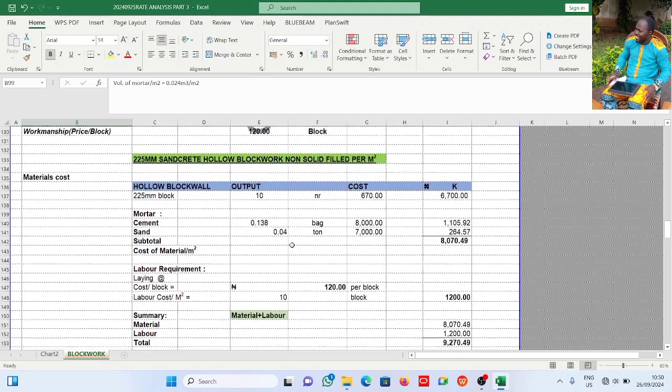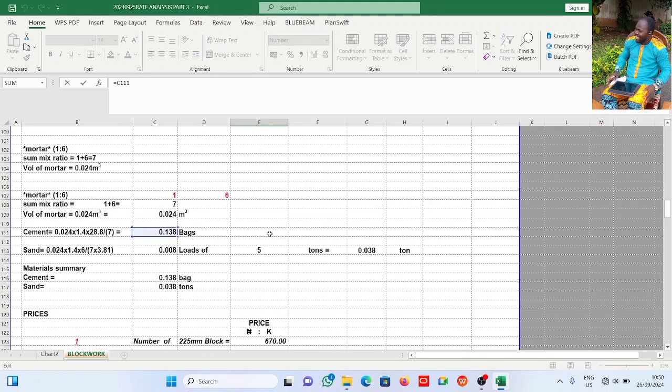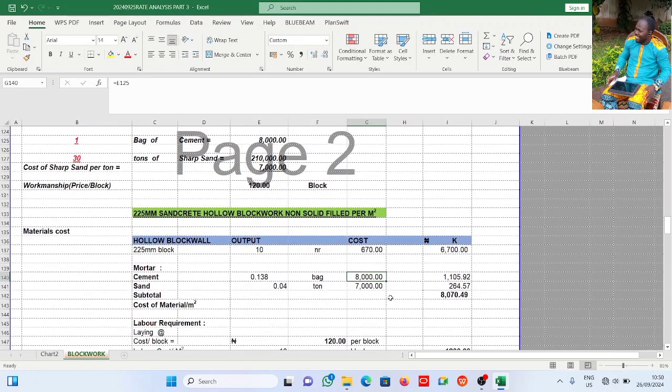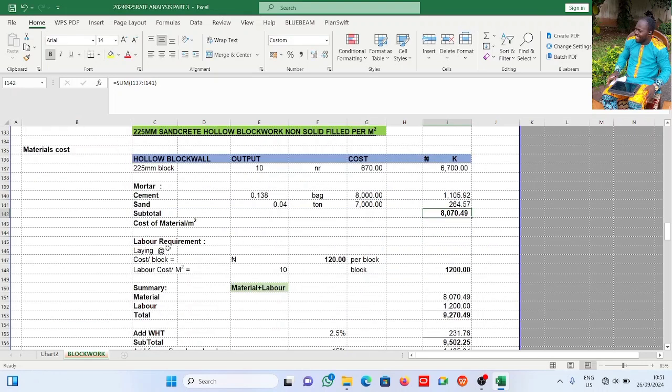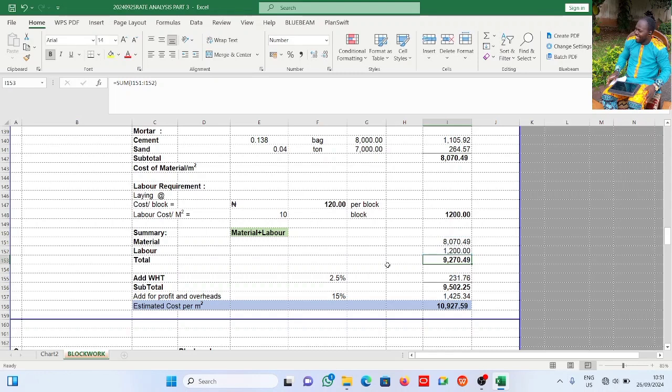Now if we come to the analysis, 1 block is 670. For 1 square meter, which is 10 block, it is 6,700. Cement, this is 0.318 as calculated. All right, so at 8,000. Now the sand also at 7,000 per ton. All right, we have this as the material. Then of course, because it is not filled solid, the laying of each is 120 naira per block. So for 10 block, which is 1 square meter, it is 1,200. So the summary of material and labor is this.